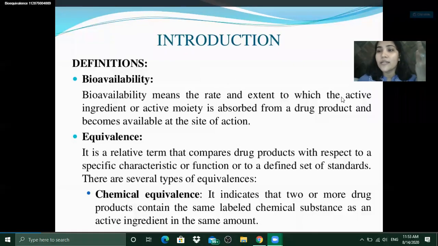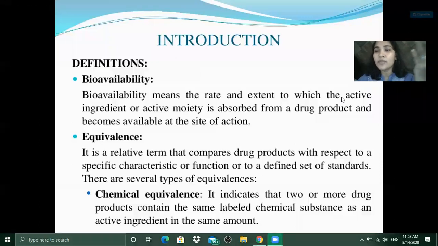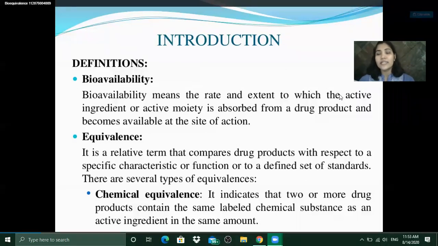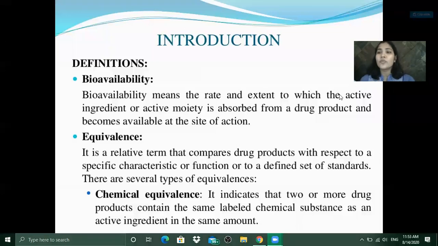Bioequivalence is nothing but finding the equivalence between two dosage forms of the same drug, or it could be the same drug with the same dosage form from different brands. Okay? So basically, you're going to find the equivalence between those drugs, checking whether the effect they are having is the same or not.